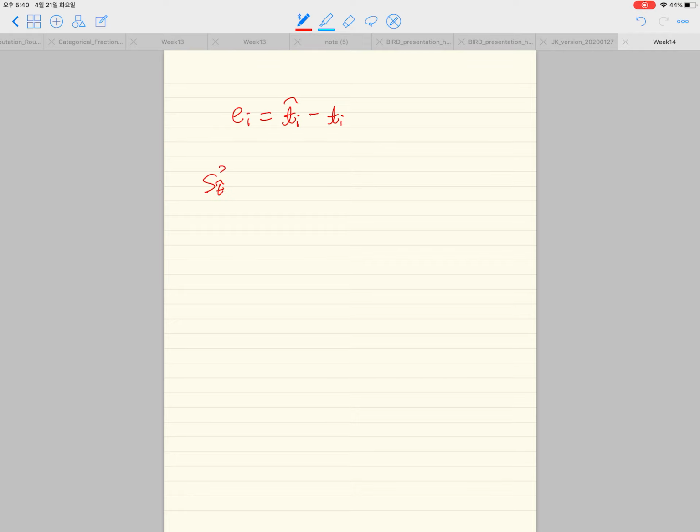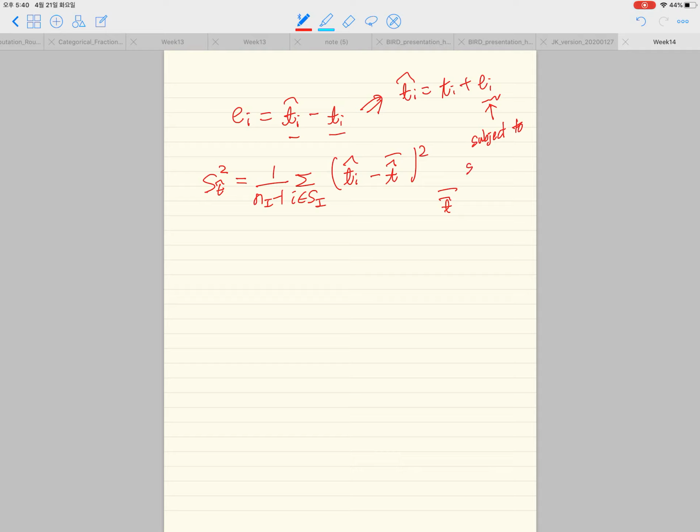Okay. So St hat square, if you write it this way, you have an estimator minus the true parameter in cluster i, the population total. And then Sti square is one over Ni minus 1 times the sum of ti hat minus ti hat bar, right? Something like that. This notation is just the sample mean of the ti hats. And then if you define ei, then you have ti hat equals ti plus ei. So you can decompose. Then this one is only subject to second stage sampling error.